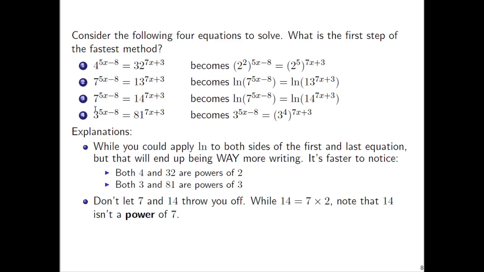If question 3 had been 7 to the 5x minus 8 equals 49 to the 7x plus 3, then we would have replaced 49 with 7 to the 2, but that's not what we have. We have 14. So don't let that throw you off. I would treat the second question and third question in the same way. The fact that 14 is equal to 7 times 2 isn't really all that helpful here for this problem.